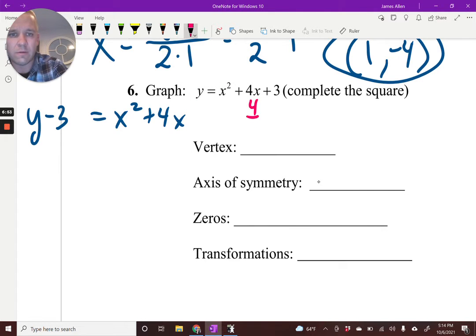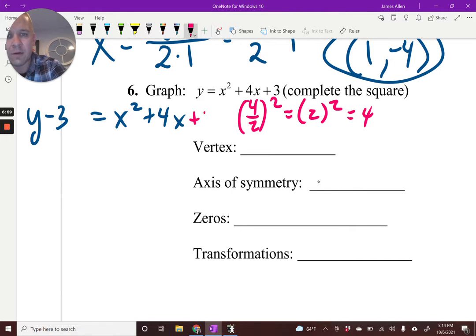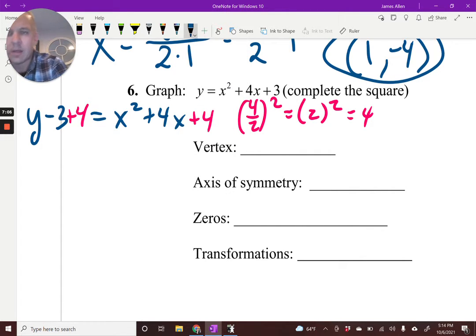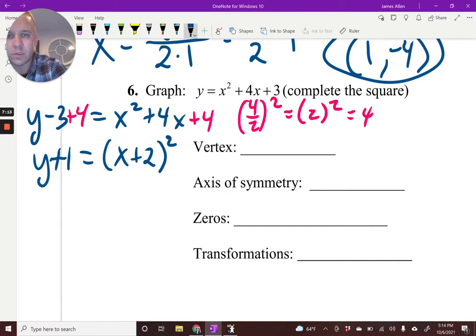So we got 4 divided by 2 squared equals 2 squared, which equals 4. So I'm going to add 4 and add 4. Some of you might be able to do that in your head, but I like to write it down. All right. So I get y plus 1 equals, and then we'd have x plus 2 squared. Now, to get it in vertex form, I'd have y equals x plus 2 squared minus 1.